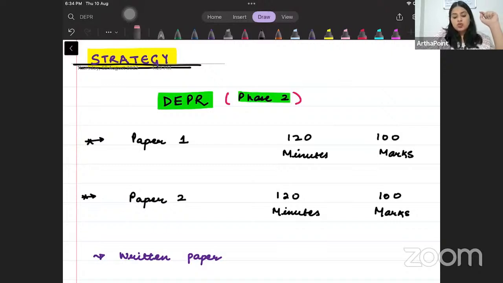So Phase 2 has two papers in it. One is called paper 1 and the other is called paper 2. So Phase 2 can be divided in two parts, पेपर 1 and पेपर 2. दोनों ही जो पेपर्स हैं, they come for 120 minutes each. 120 minutes means you have 2 hours each for paper 1 and paper 2 respectively. And these papers are going to be there for 100 marks each.